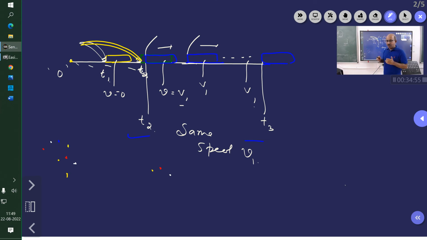Yes, this is the cause. The finger touching the striker is the cause. But it is the cause for the speed changing from v equal to 0 to v equal to v1. That is the cause. But after this time t2, the striker is continuing to move with the same speed. Finger is not responsible. That means no external unbalanced force is acting on the striker. I am sure the observation is very clear. There is absolutely no doubt about that.